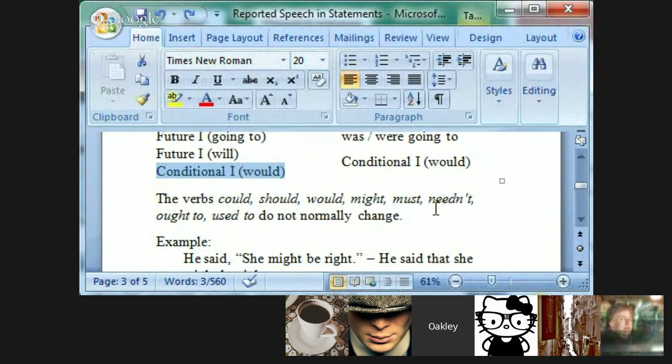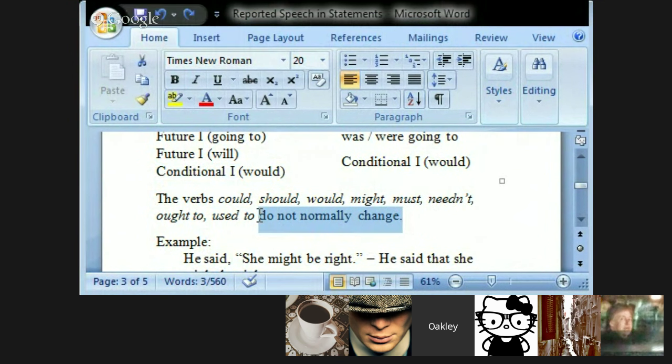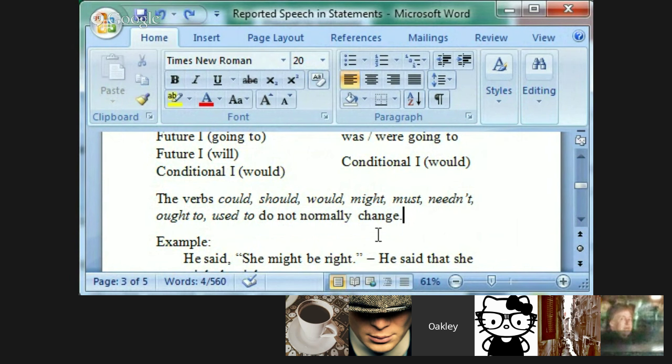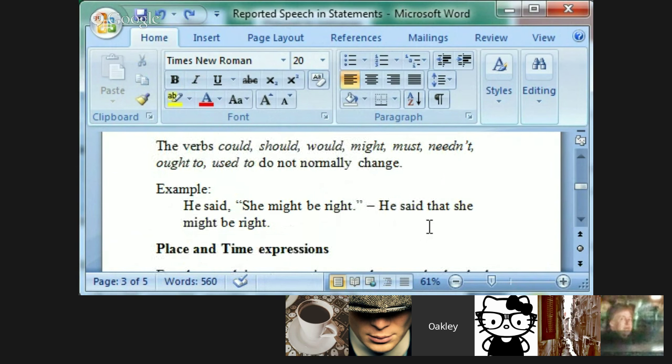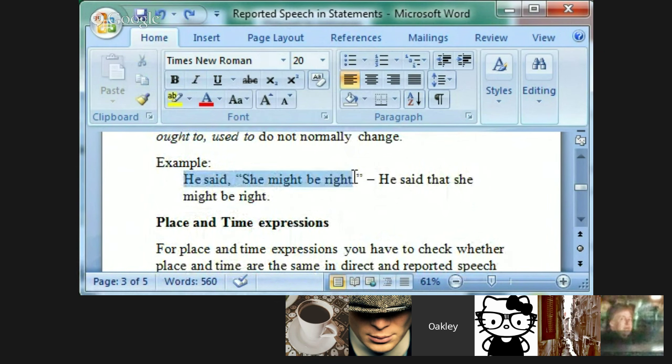All right. Sasha, I tortured you with, or no, it wasn't you, it was David, with this one. The verbs could, should, would, might, must, needn't, these modals, even phrasal modals, ought to, used to, do not change. He said she might be right. Direct speech: she might be right. He said that she might be right. Nothing really changes except they add a that here just to make it easier. But I don't think it's even necessary. It's optional.